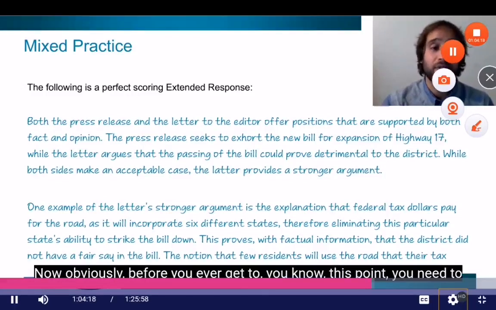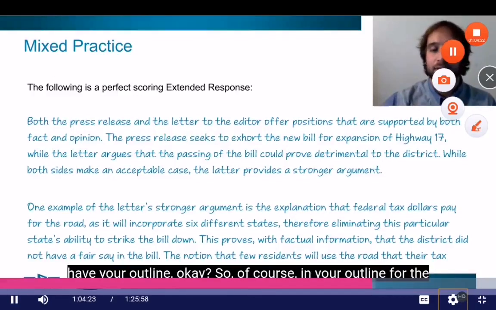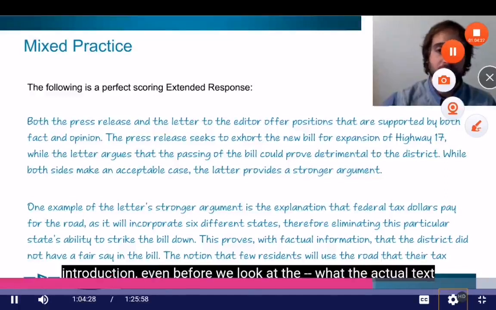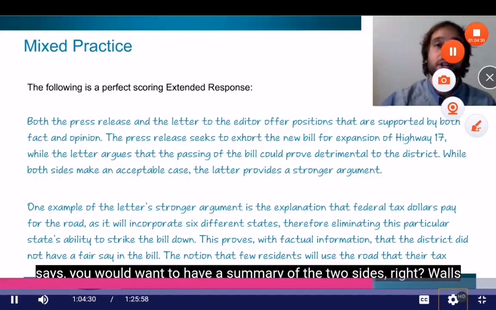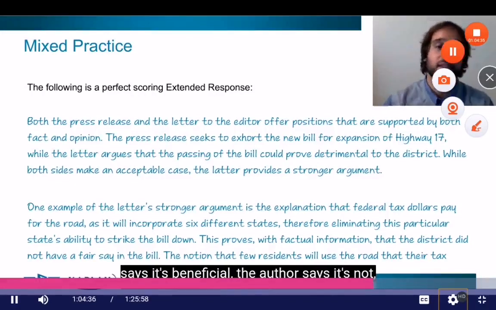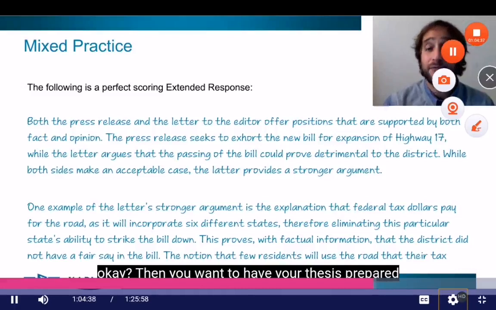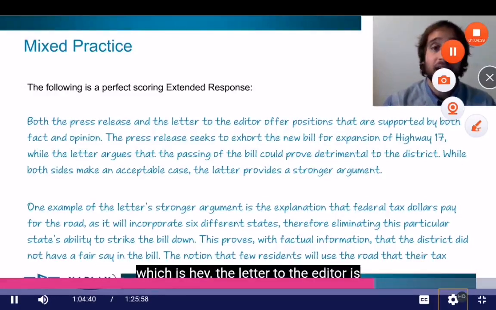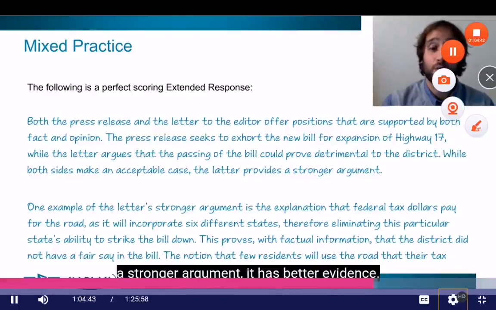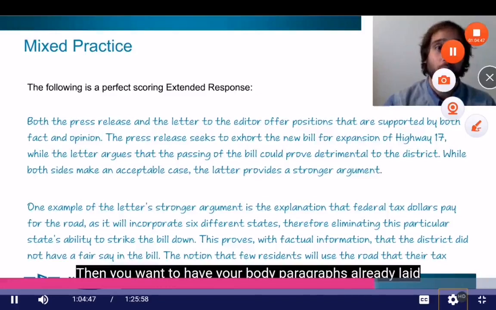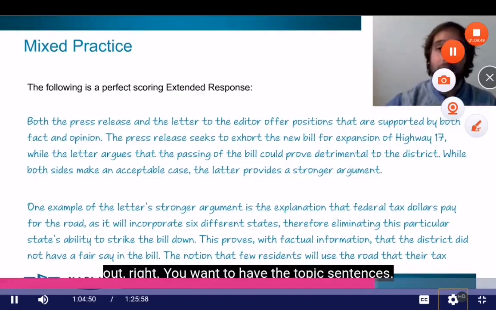Now, obviously, before you ever get to this point, you need to have your outline. Okay? So, of course, in your outline for the introduction, even before we look at what the actual text says, you'd want to have a summary of the 2 sides. Right? Walls says it's beneficial. The author says it's not. Okay? Then you want to have your thesis prepared, which is, hey, the letter to the editor is a stronger argument. It has better evidence. Then you want to have your body paragraphs already laid out, right? You want to have the topic sentences.